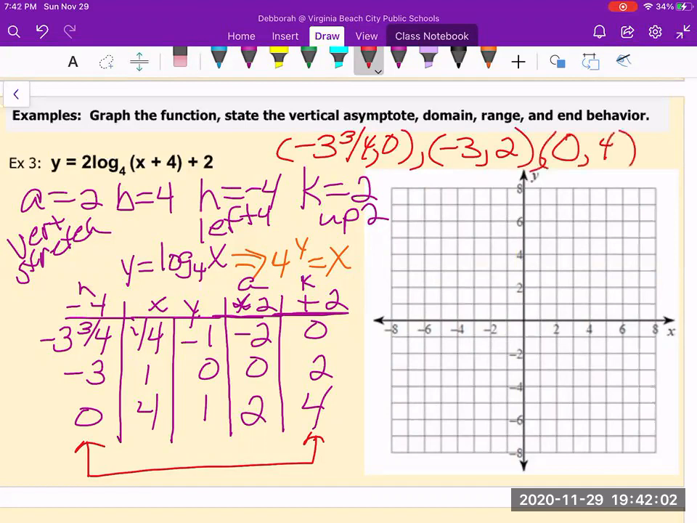All right, let's see what that looks like. Let's talk about our vertical asymptote, by the way. Our vertical asymptote is going to be at x equals h. Let's see where we can.